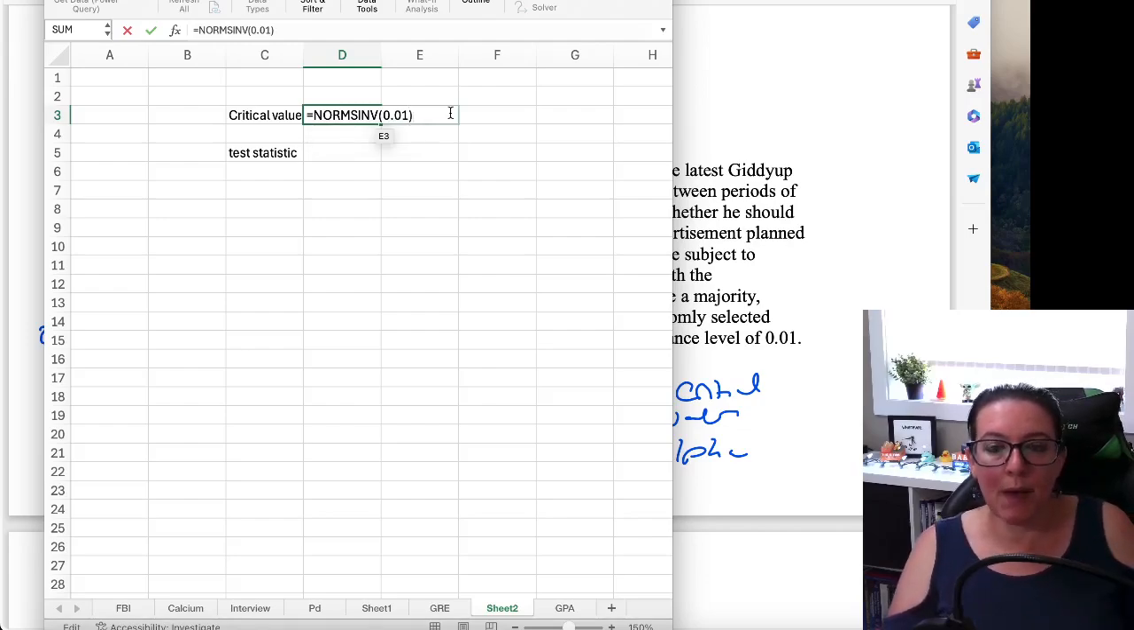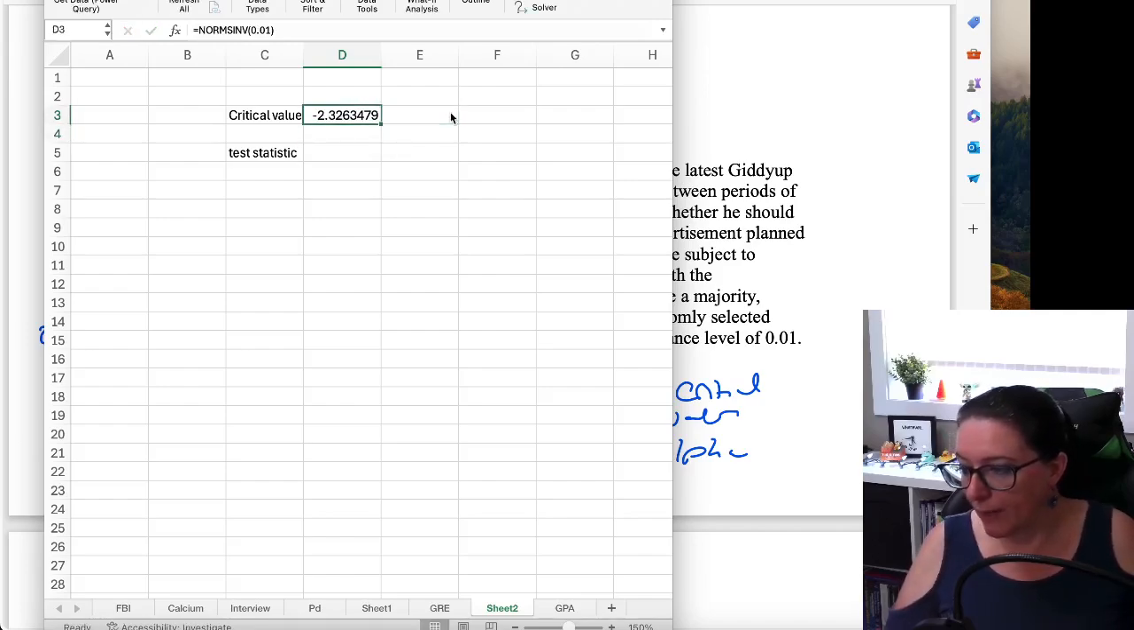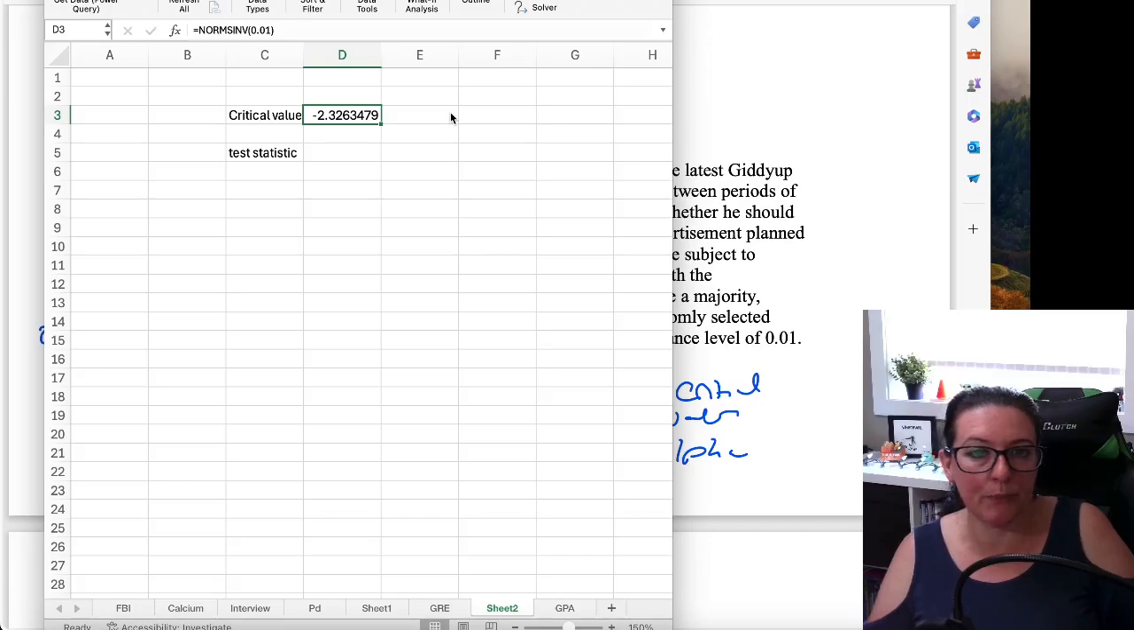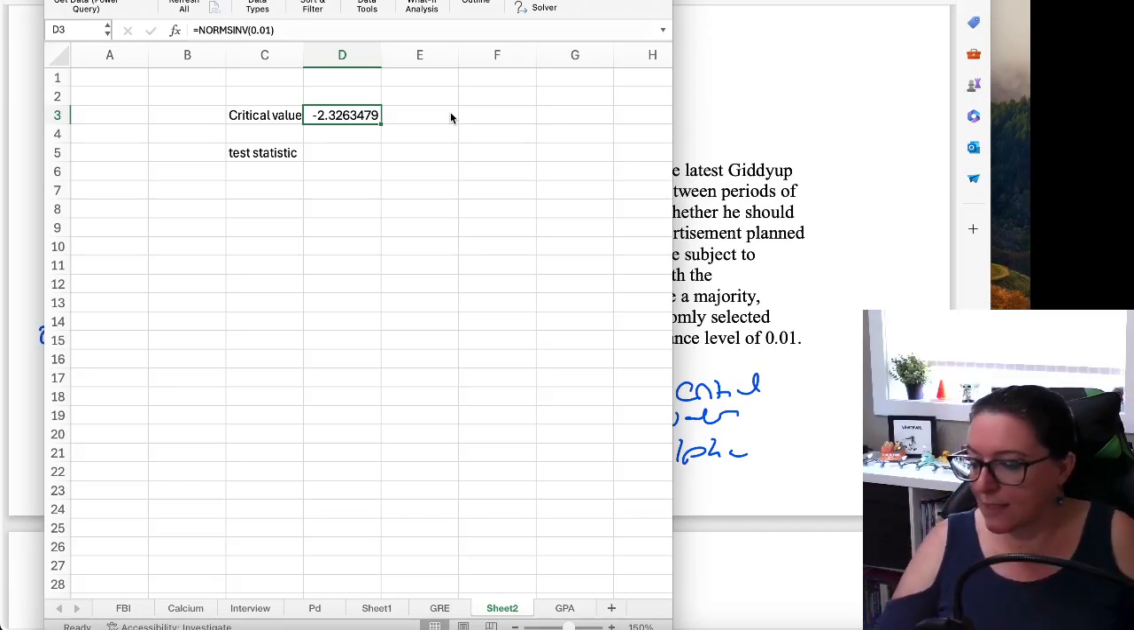So we would expect that this Z is going to be a negative number, and it's going to be negative 2 something. There we go, negative 2.32. Then we need our test statistic.